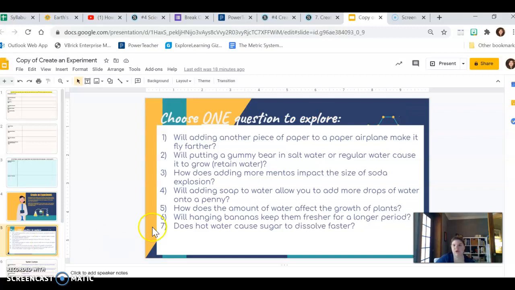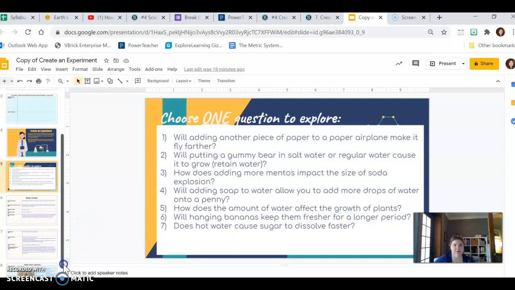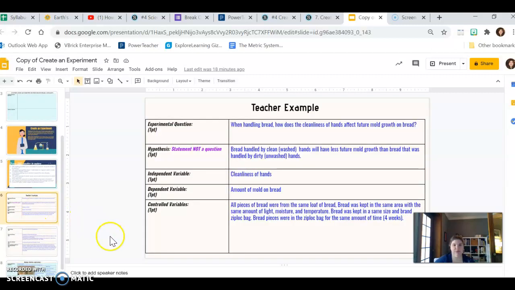So you will choose one of the following questions, whatever seems to interest you the most. And of course, if you have a question that is not listed here, that is something that you want to try out for your Create an Experiment, that would be perfectly fine. You just need to run that by your science teacher first. And then here at the bottom, we have a teacher example. So, for example, when handling bread, how does the cleanliness of hands affect future mold growth on the bread? So that starts with your question.